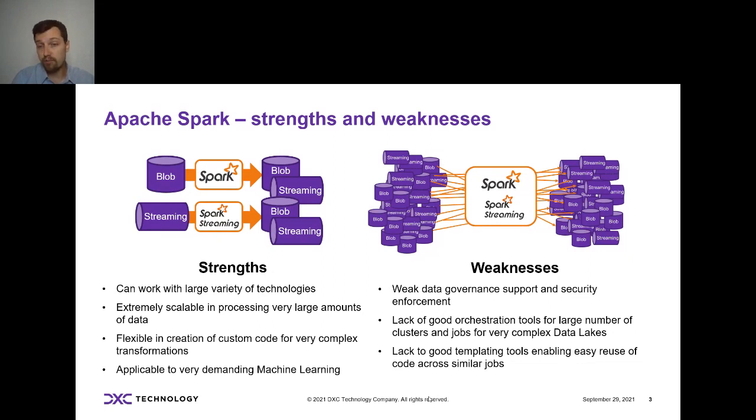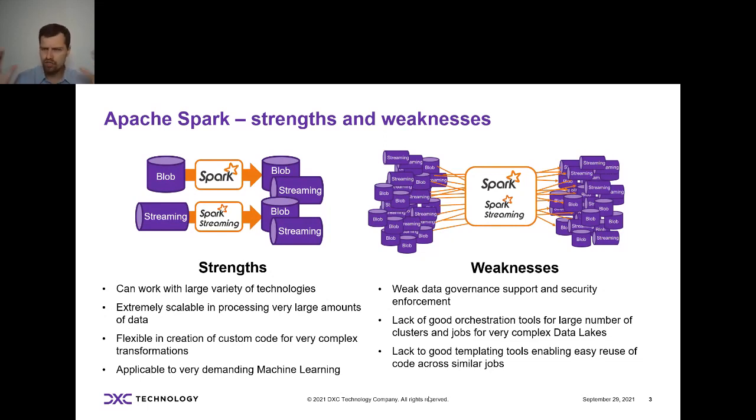But it actually has a lot of problems. And where are the weaknesses? Well, if you look at the picture on the right-hand side, right? If you're having a huge amount of jobs, and I mean thousands of ETLs, Spark actually doesn't have any support for that built in, right? It has very weak or non-existent data governance support and very weak or non-existent data security enforcement, right? And when I say governance, I mean basically to govern thousands of ETLs, right? It has almost no good orchestration tools when you have a large number of clusters, especially when each job runs on a different version of Spark and has different libraries.